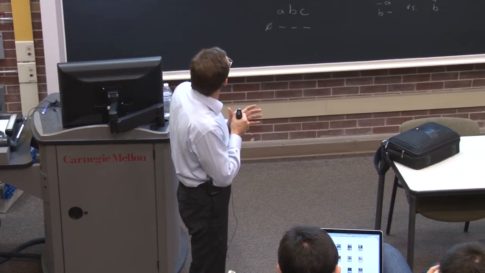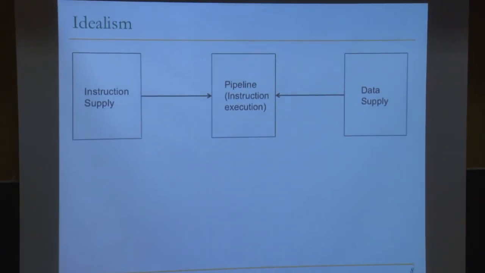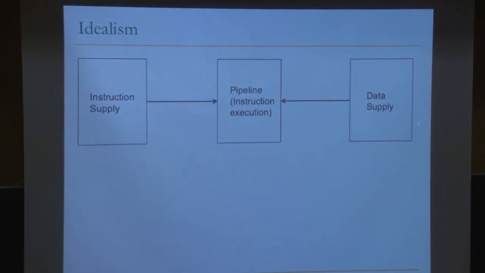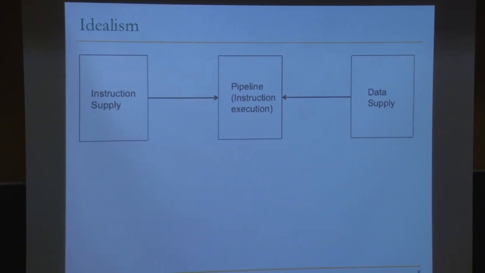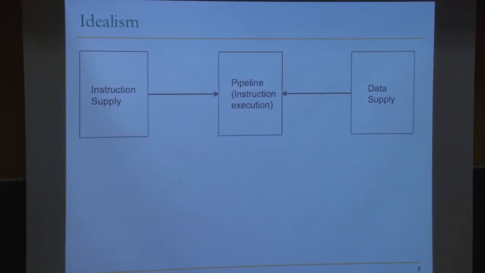Okay. Well, I guess what keeps me up at night is the thought of how can we achieve a better and more ideal system. And this is my way of looking at a computing system. You can think of instruction supply, instructions going into the pipeline. You need to supply them somehow. And you need to execute those instructions. But when you're executing those instructions, they operate on data, which means that you need to supply the data as well, right?